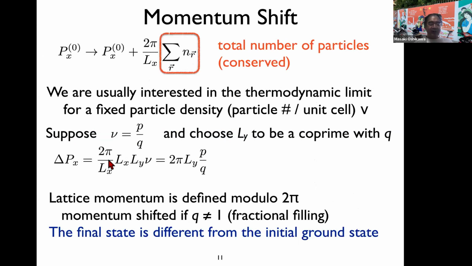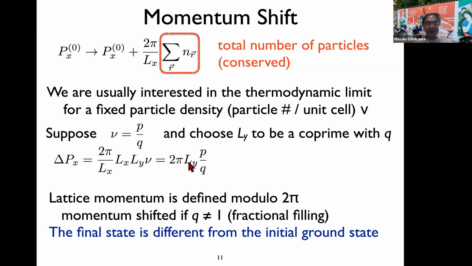So we have a momentum shift due to this flux insertion, and the amount of the momentum shift is given by this. So if we consider a two-dimensional system, then the volume of the system is Lx times Ly, and nu is the particle density, the number of particles per unit cell. Then the total number of particles, which appears here, is Lx times Ly times nu. So we get a momentum shift of 2 pi over Lx times this number. So the total momentum shift is 2 pi times the system size in the y direction times this particle density, which in condensed matter is often called the filling fraction.